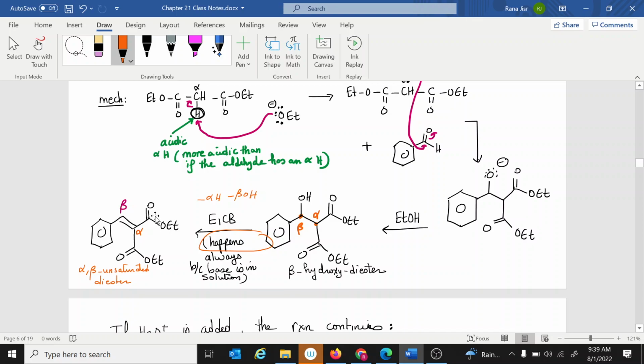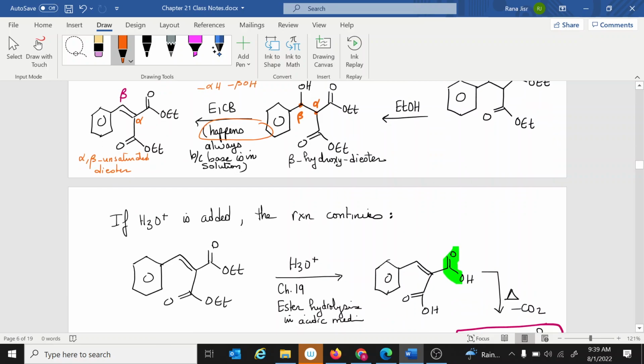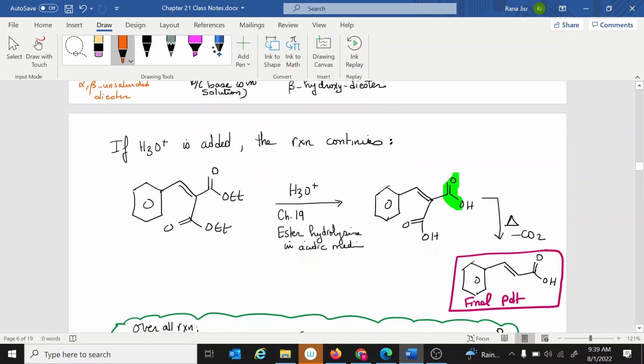But let's say, for example, if I continue and use H3O+. So if I continue, take this one and use H3O+ in there, okay? So I took this here and I continued the reaction. So with H3O+, we all know that this is ester hydrolysis in acidic medium. So both esters are going to turn into a carboxylic acid.